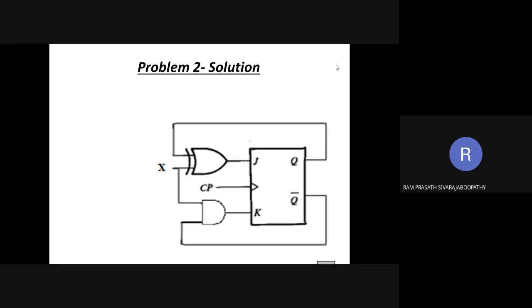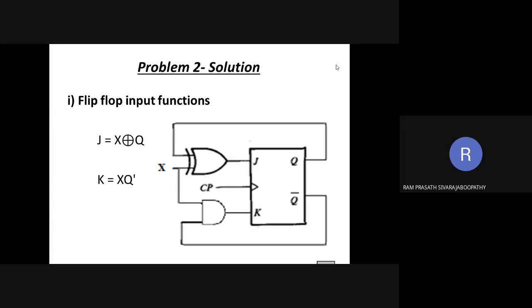So J equal to X XOR Q. Very good response. K equal to X Q bar. Very good. Super. Did you understand this? Is it clear so far for everyone? J equal to X XOR Q, K equal to X Q bar. Any doubt?